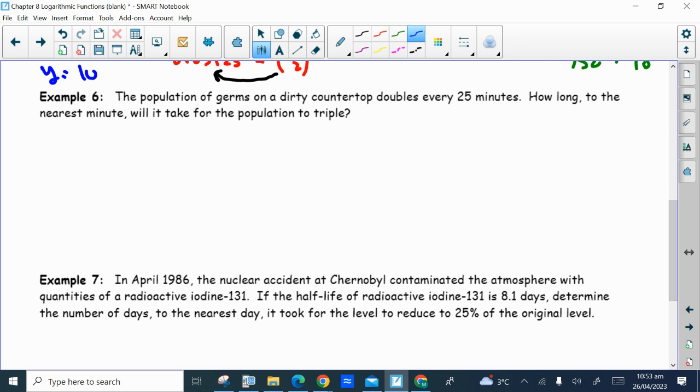Population of germs on a dirty countertop table doubles every 25 minutes. So that tells us that B, our growth factor, is 2 because it's doubling. It also tells us that our growth period is every 25 minutes. How long? T is what we're looking for, the number of minutes, because remember, T and P are always the same unit. How long would it take for the population to triple?